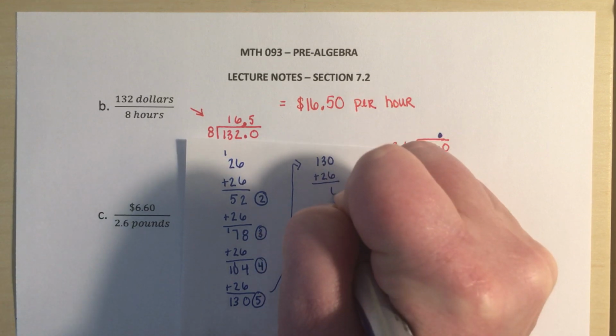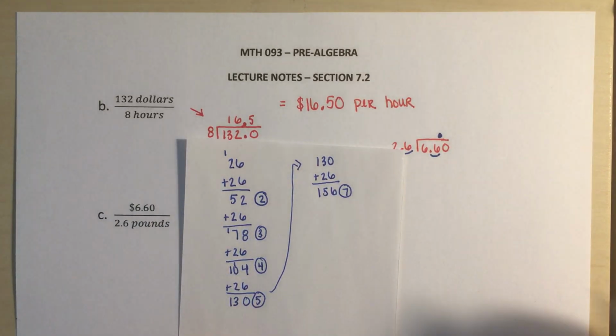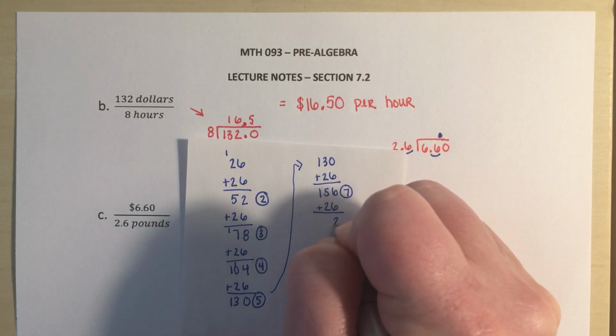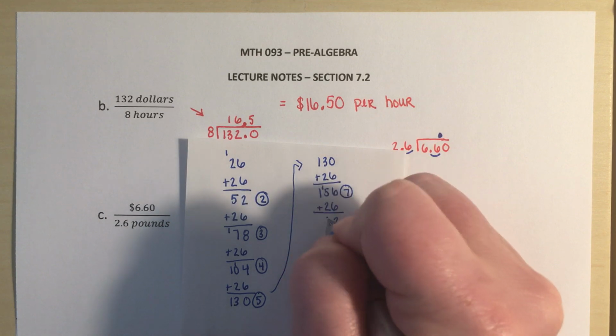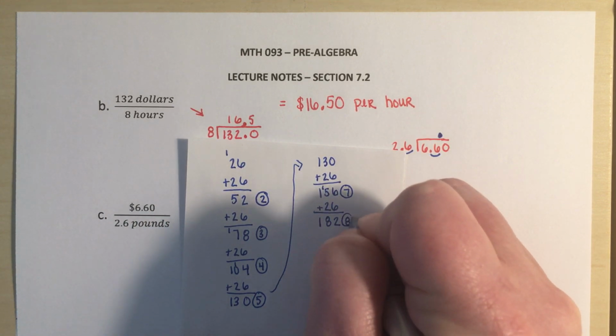Add 26 again. 156 is 26 times 6. Add 26 again. 182 is 26 times 7.